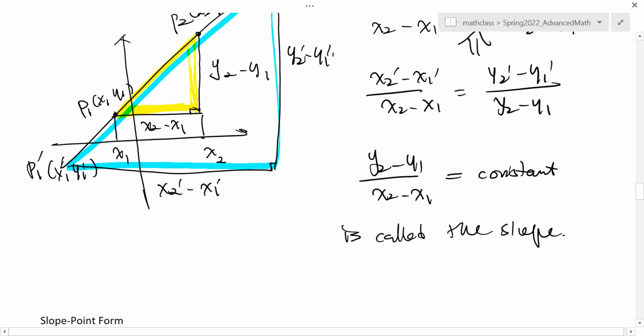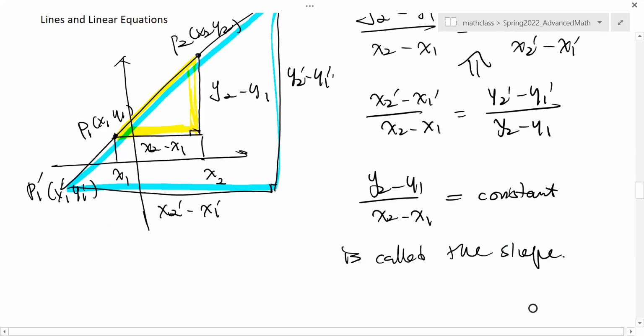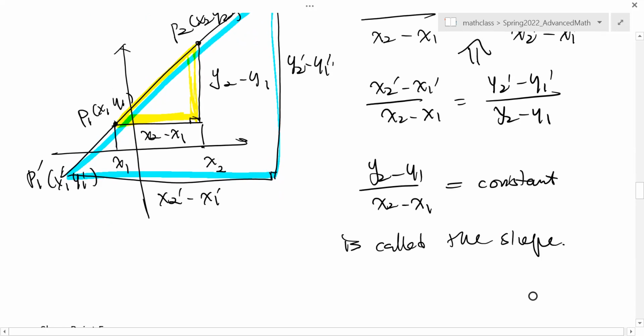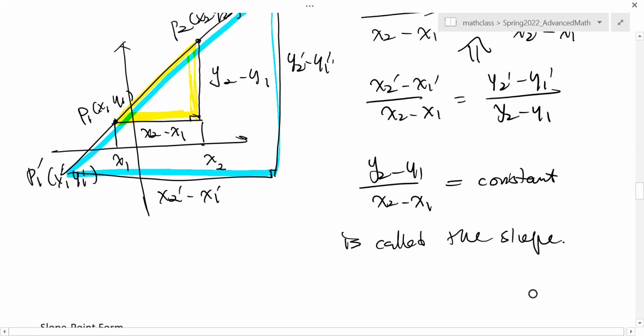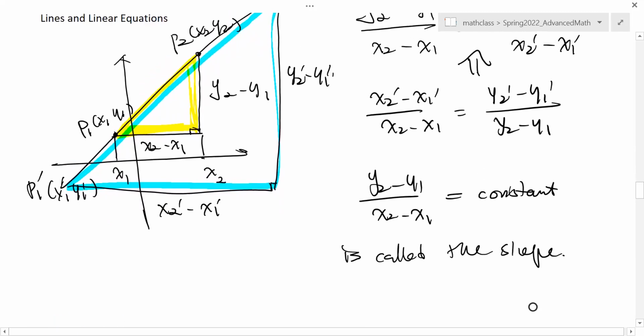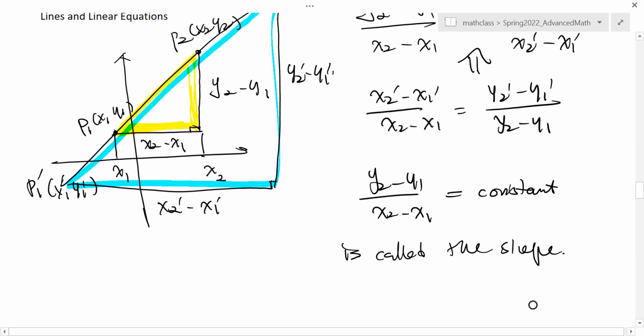Okay. So when you have a slope, you can describe the points on the line. I'm going to denote the slope by m.